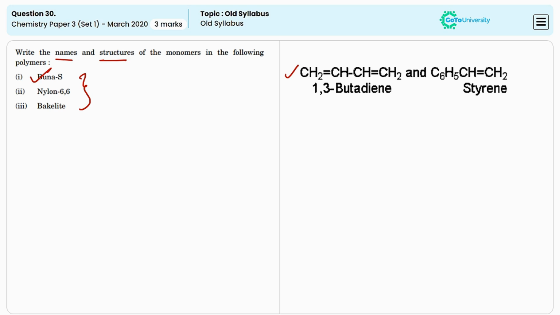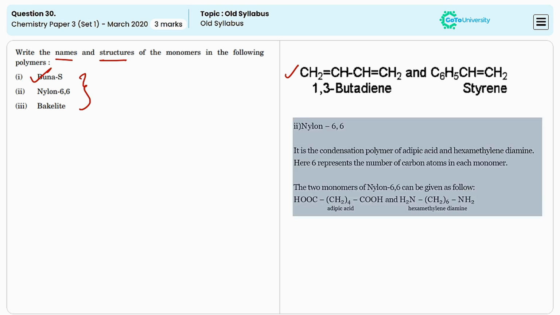The second one is Nylon 6,6. This is a type of polyamide made from the condensation polymerization of hexamethylene diamine and adipic acid. And the structures of these monomers are also given here. This is commonly used in textiles, engineering plastics, and automotive parts due to its durability, strength, and resistance to abrasion.